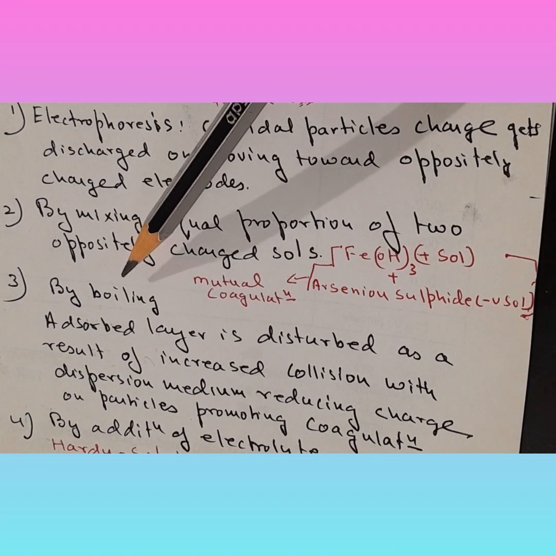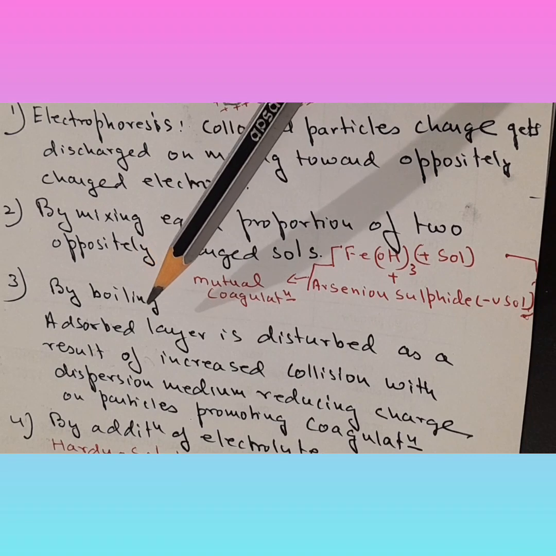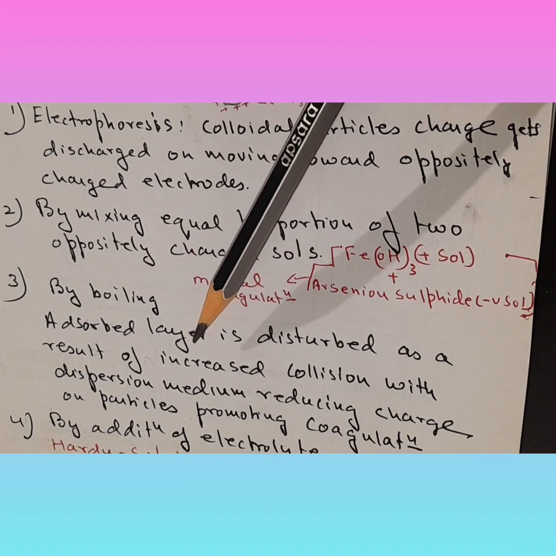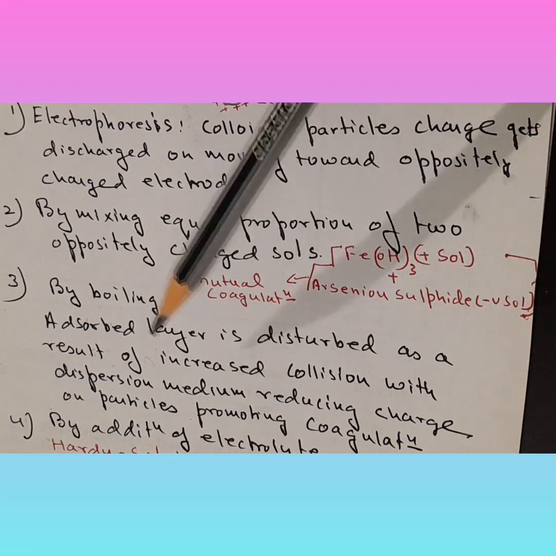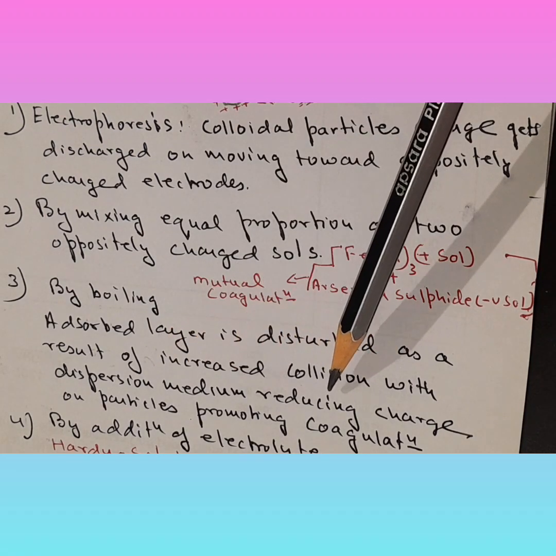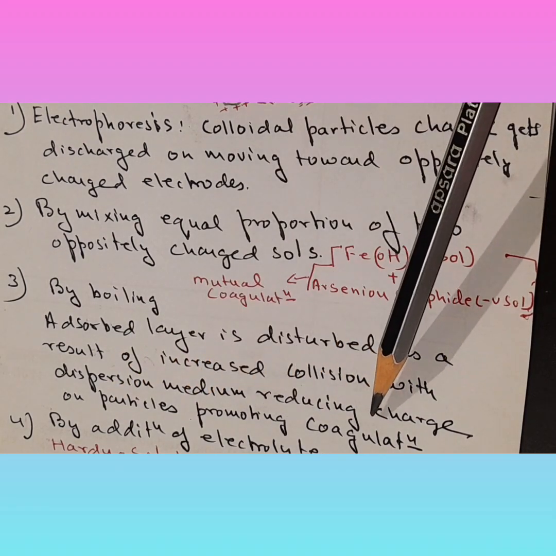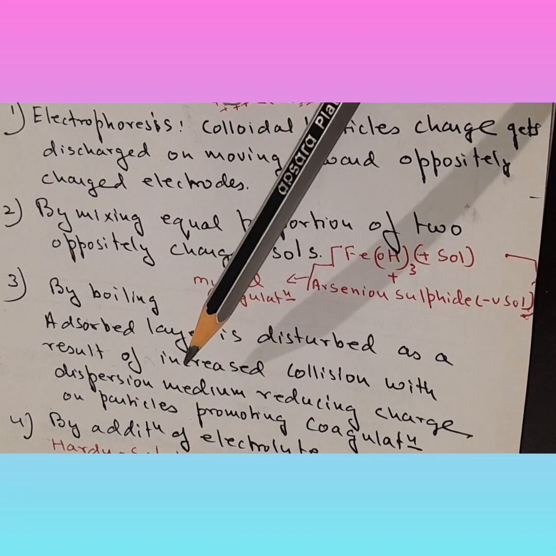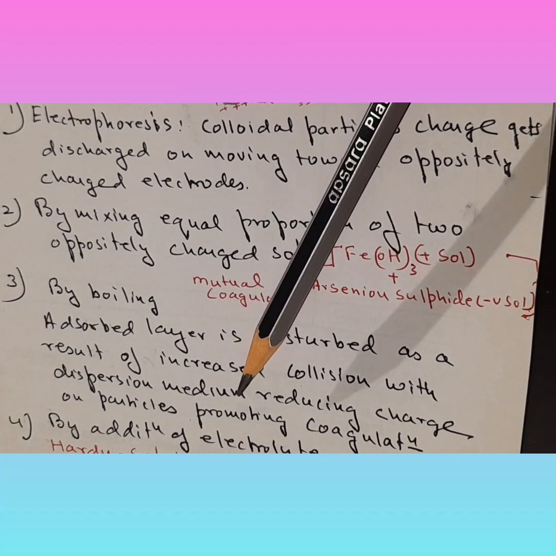By boiling, what happens? We know by boiling, lots of disturbance is created in the system. The adsorbed layer is disturbed as a result of increased collision with the dispersion medium, reducing charge on particles and promoting coagulation. So boiling is also yet another process by which coagulation can be promoted.